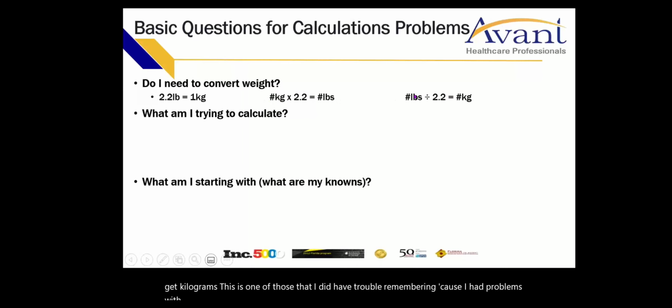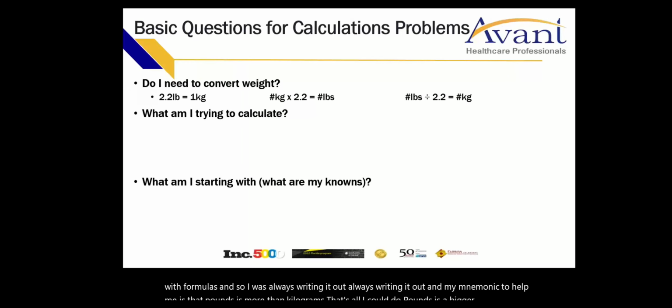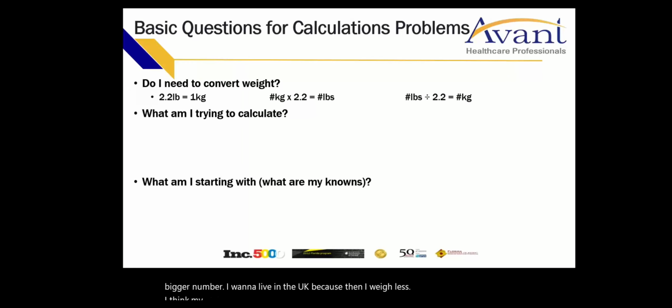And so I was always writing it out. And my mnemonic to help me is that pounds is more than kilograms. That's all I could do. Pounds is a bigger number. I want to live in the UK because then I weigh less, right? My number is smaller in the UK than it is in the US, right? So that was what I used to do, how I helped myself stay straight with that.